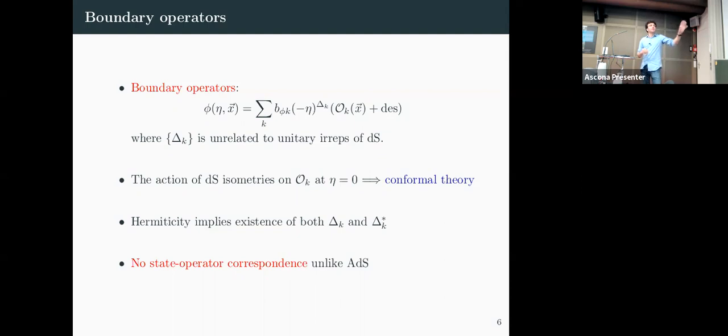And the action of dS isometry on these is again like conformal algebra action. And the hermiticity of the theory will give that these delta k's are in pairs of delta and delta star, because O dagger will be delta star. An important fact is that there is no state-operator correspondence, unlike AdS here.